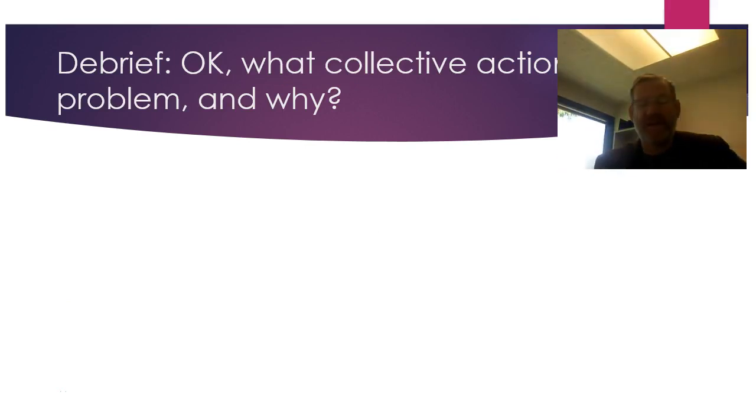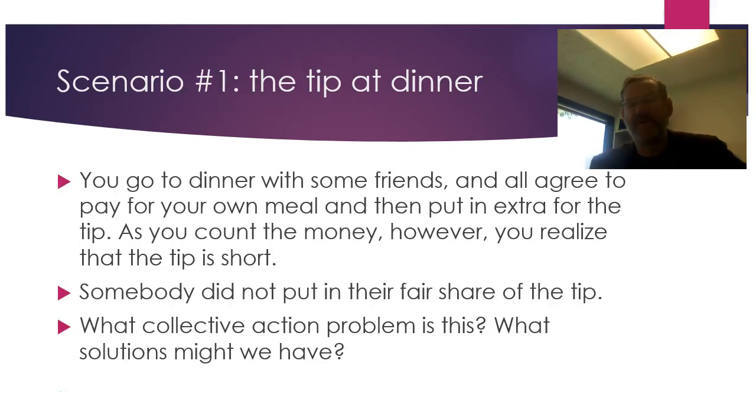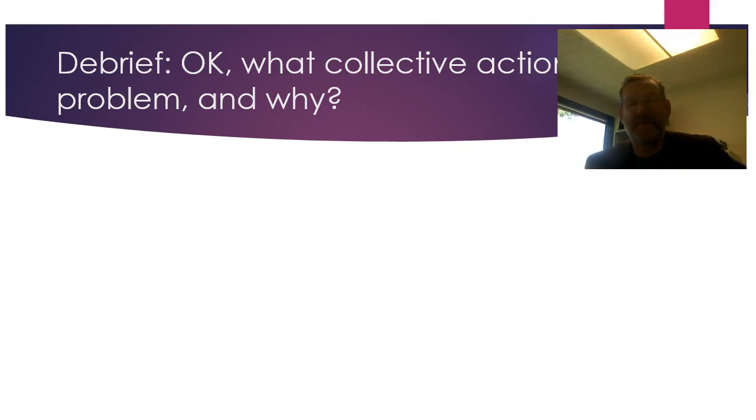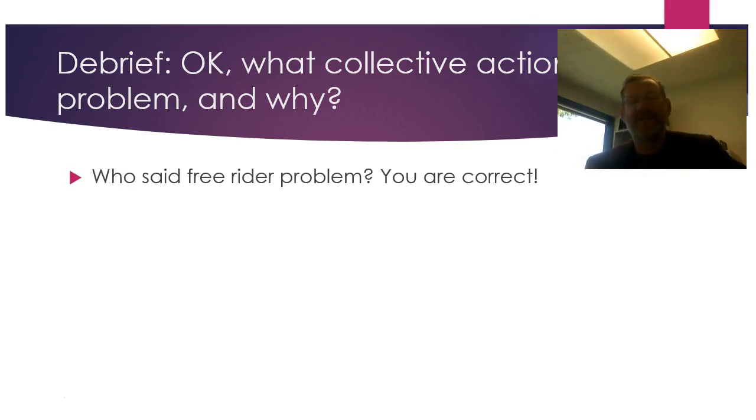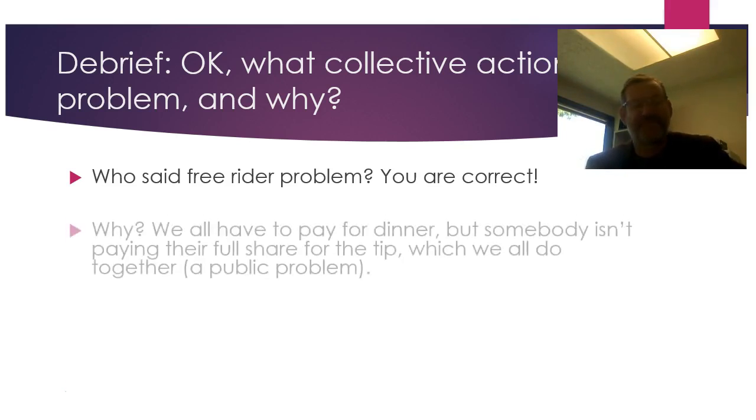So, take a second and think about it. You're at dinner. We all agree to pay for our own meal and then throw in for the tip. Someone doesn't throw in enough for the tip. What collective action problem is this and why? If you said the free rider problem, you are correct.